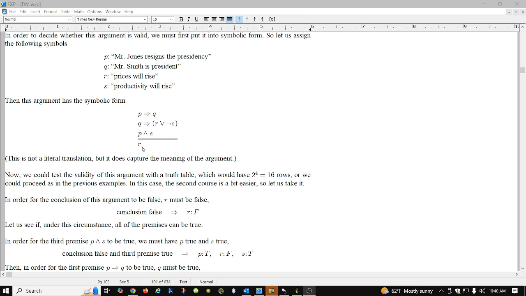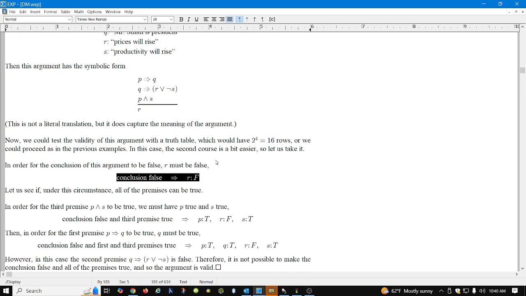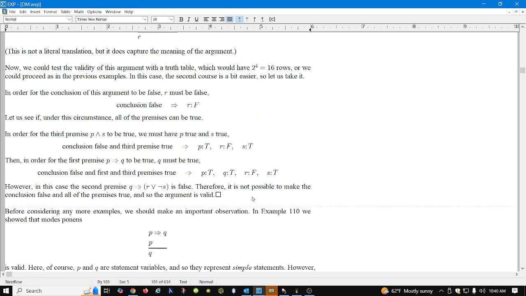In order for the conclusion to be false, of course, R must be false. So let's take a look at the premises. The third one is in many ways the simplest. For that to be true, we have to have both P true and S true. P and S is true if and only if they're both true. So conclusion false, third premise true, we must have these three assignments.